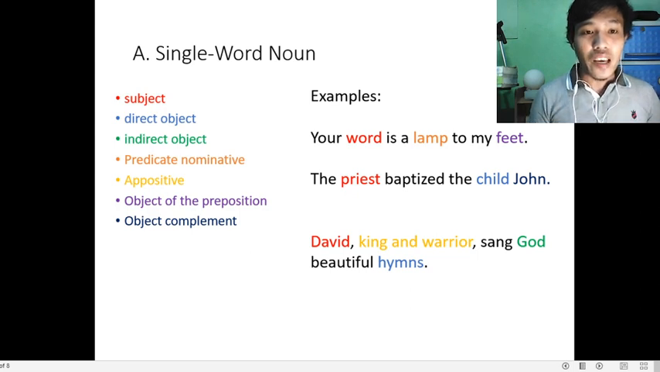Next, we have the indirect object. If we say indirect object, to whom or for whom is the direct object? Take note of that. Again, indirect object: to whom or for whom is the direct object? Look at sentence number 3. David, king and warrior, sang God beautiful hymns. So what is our indirect object here? It's God. Very good.